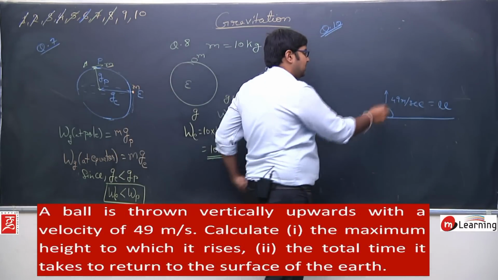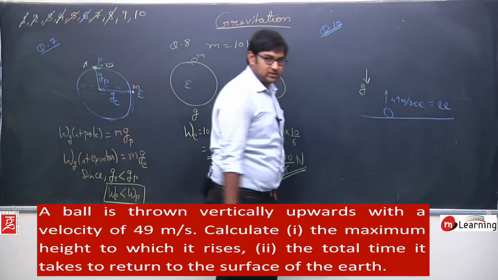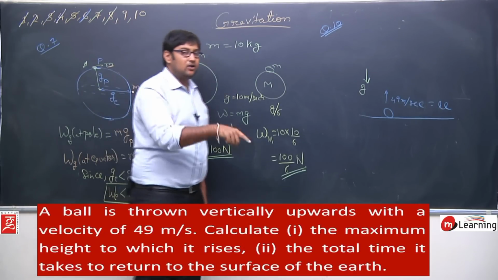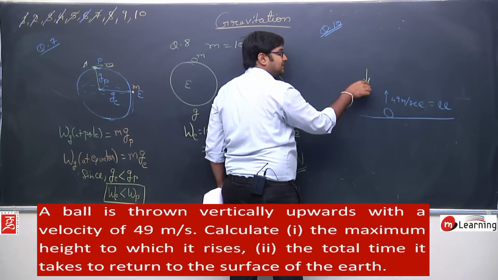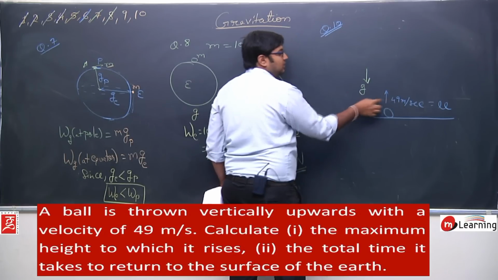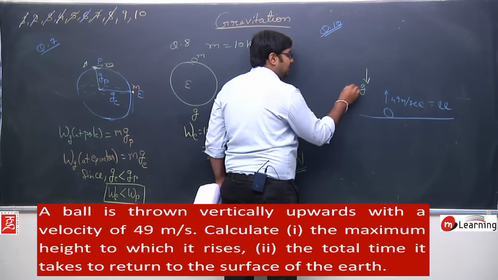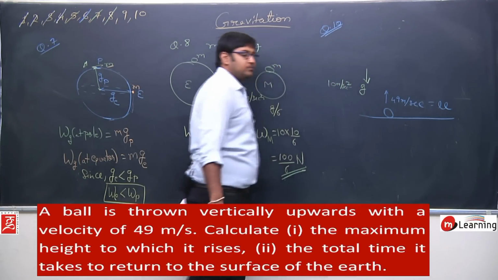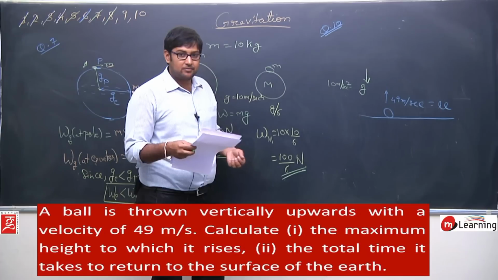Now when the ball is moving up, the acceleration due to gravity g would be downwards. When the ball is falling down, the acceleration due to gravity will also be downwards. So we can see that when an object is going up, the acceleration and the velocity are in opposite directions. For practical purposes, we will take g as 10 meters per second square.